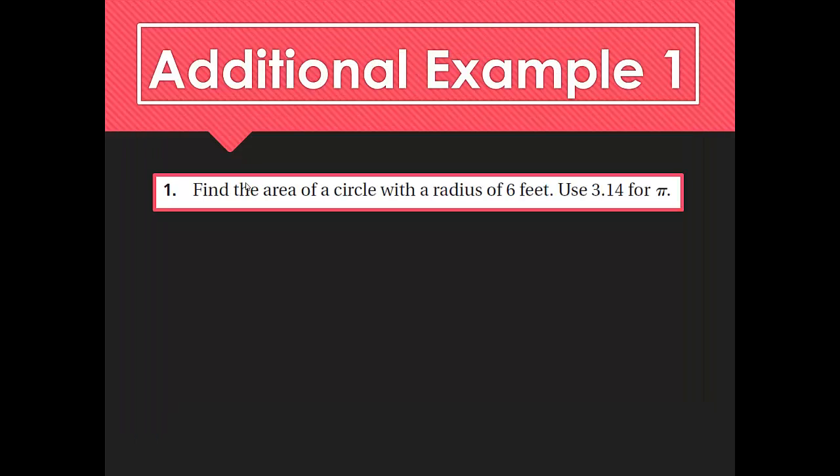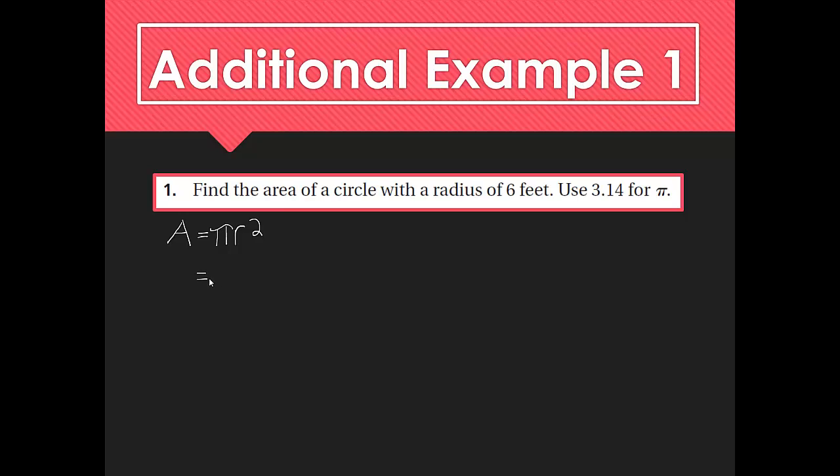Now we have an additional example. You can pause the video and try it on your own, or you may follow along. Find the area of a circle with a radius of 6 feet. Use 3.14 for pi. The first thing we're going to do for this problem is write down our formula. So area equals pi r squared. In the problem, we have the radius is 6 feet. So we're going to use this to help us solve the problem.